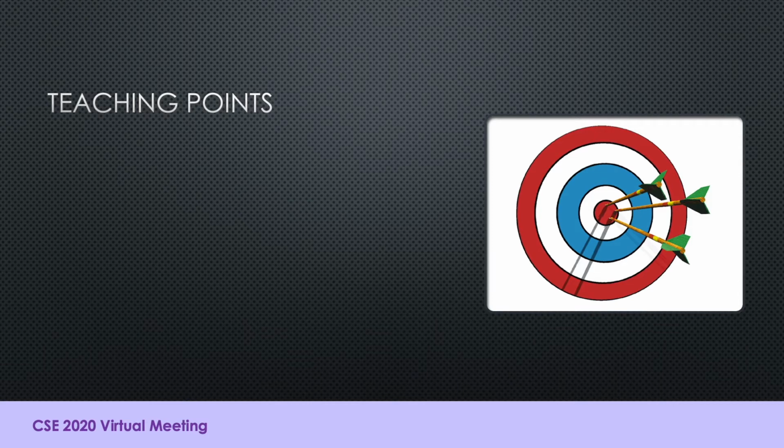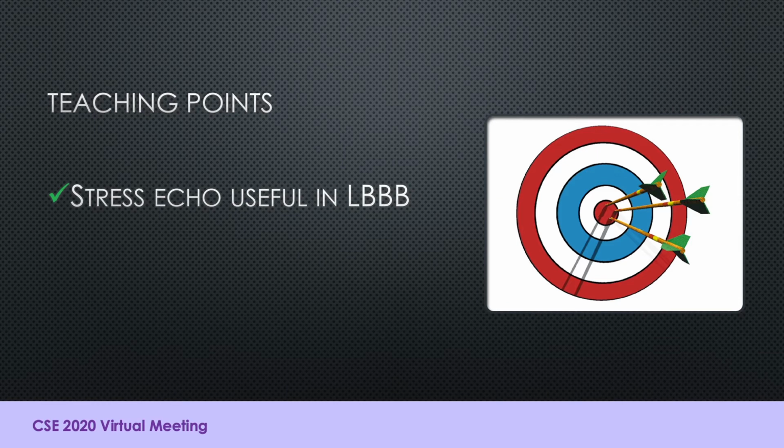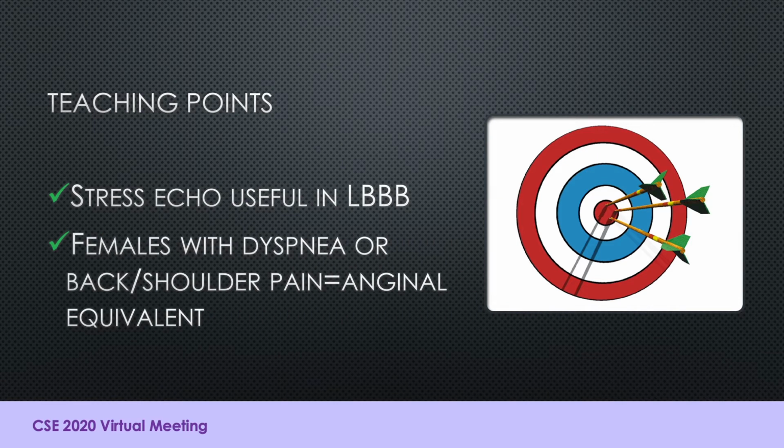The teaching points from these previous case studies demonstrate that stress echo is useful in the left bundle branch block. Females with dyspnea or back or shoulder pain, it could be an anginal equivalent.